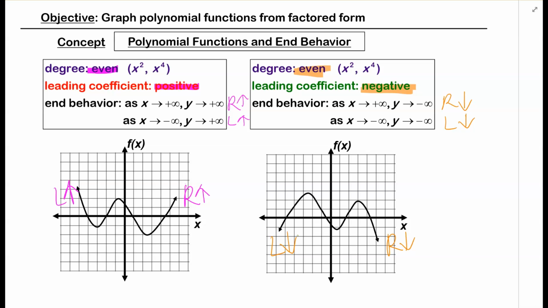The end behavior is actually flipped. My right goes up, right goes down, left goes up, left goes down. The end behavior is flipped, and again, the reason why is because your leading coefficient is actually negative, and the negative produces an x-axis reflection.